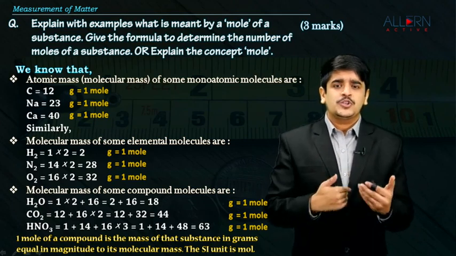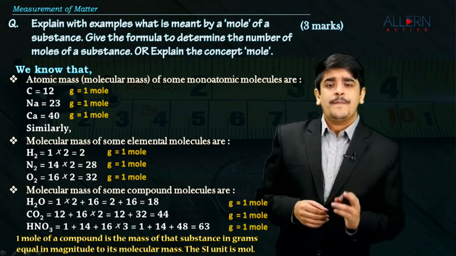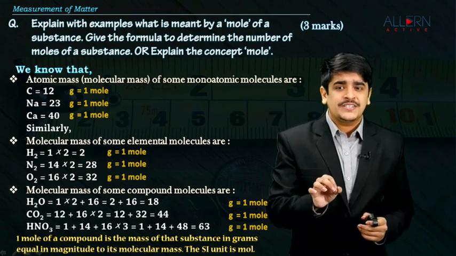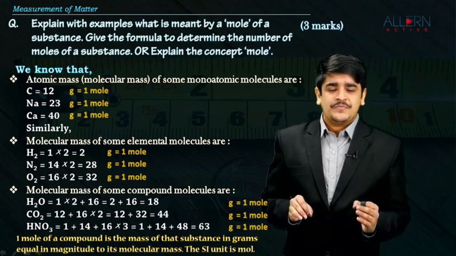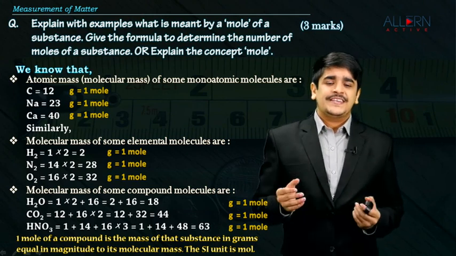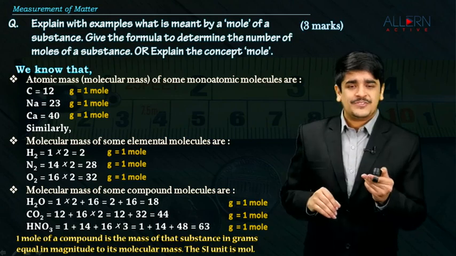So what have I understood by all of these statements over here? Very simple. 1 mole of a particular compound is the mass of that substance in grams, equivalent to the magnitude of its molecular mass. And what is the SI unit of this? The SI unit is obviously mole, which is mol. Let's write down the answer.